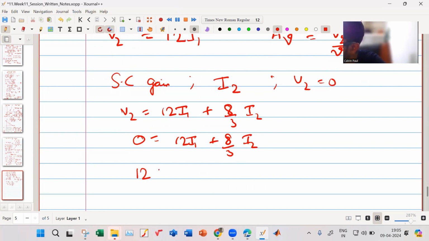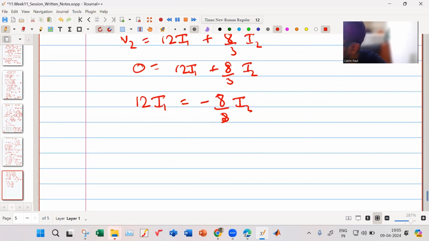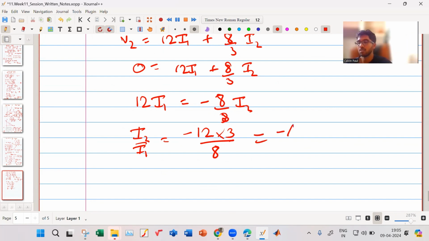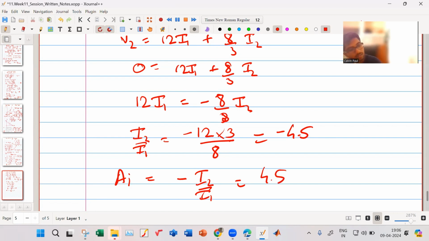So 12 I1 is equal to minus 8 by 3 I2. So I2 upon I1 is equal to minus 12 into 3 by 8. That is how much? That is minus 4.5. And your current gain AI is equal to minus I2 upon I1. That is how much? 4.5. That is equal to 4.5. Okay.